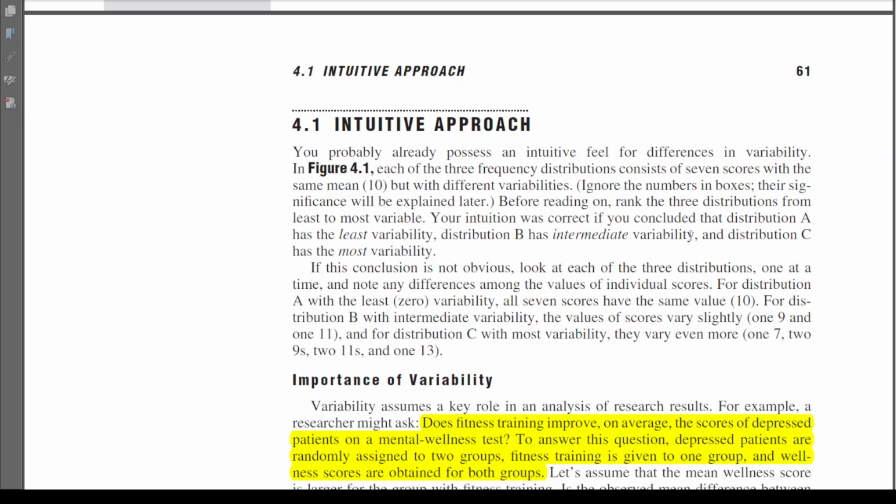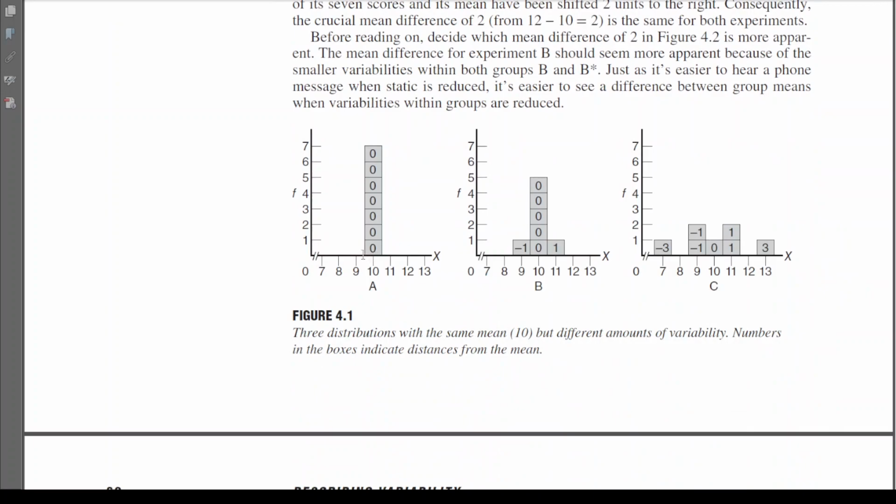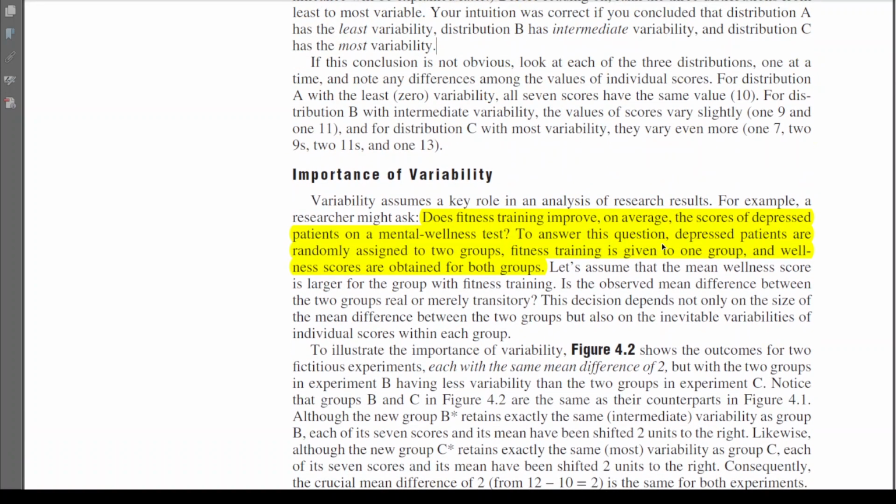Your intuition was correct if you concluded that distribution A has the least variability, distribution B has intermediate variability, and distribution C has the most variability. This is what we saw, where distribution A is the most tightly packed around the mean, distribution B is intermediately tightly packed around the mean, and distribution C is the least tightly packed around the mean among the three.